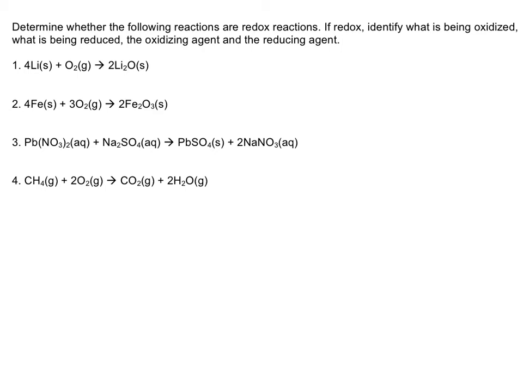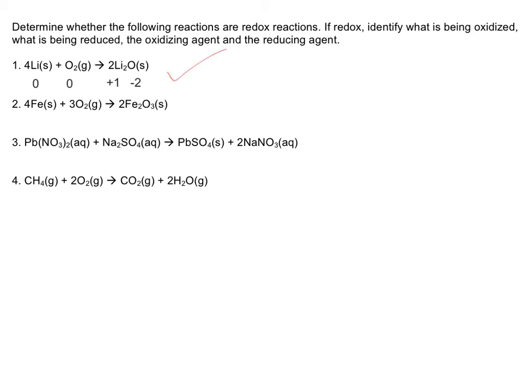Okay, so in the first one, lithium is just an atom all by itself, and so is oxygen, so they're both going to have oxidation numbers of 0. And then in our products, we have lithium oxide, which is Li2O. So we know the oxidation state of oxygen is going to be -2, and lithium is in group 1A, so it's going to have an oxidation state of +1.